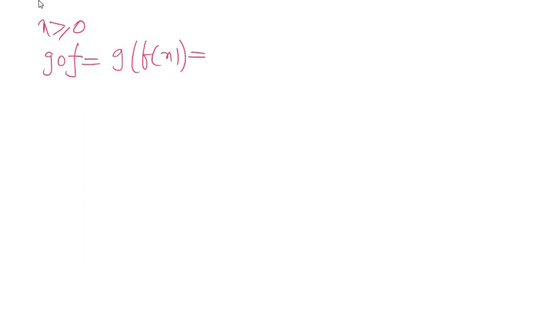Now, for the value of x greater than or equal to 0, the g of f of x will be g of 2x. Now, what is g of 2x then? It will be 0. Why? It will be 0.